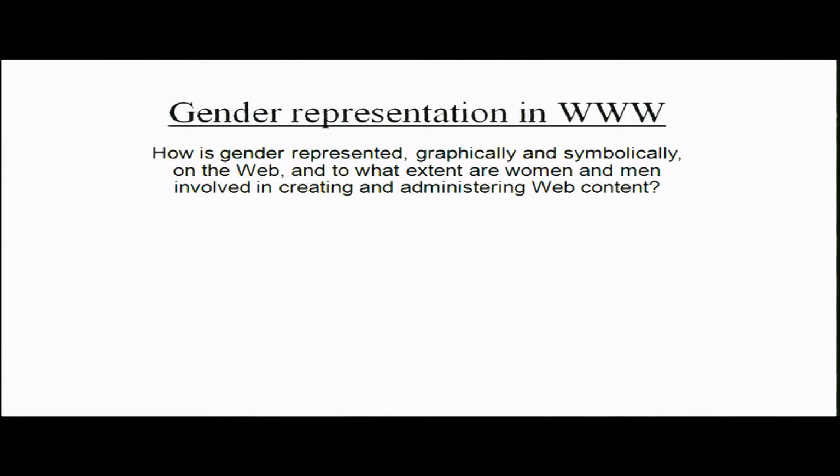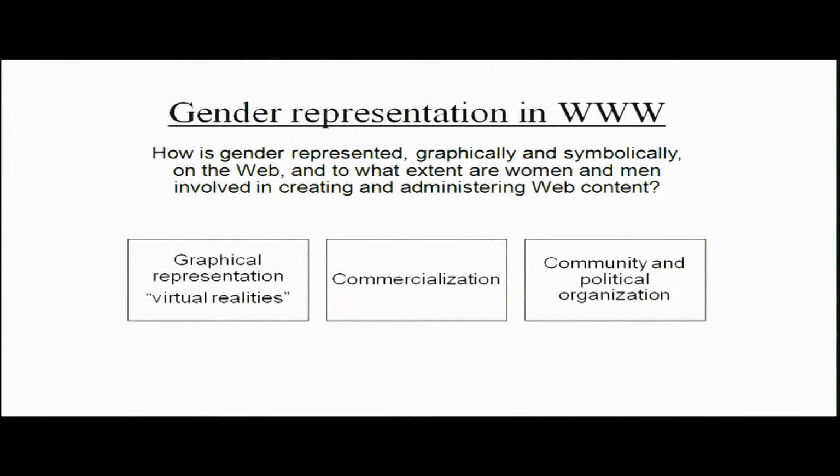So, the next question is then, how is gender represented graphically and symbolically on the web, and to what extent are women and men involved in creating and administering web content? So, we see that there are graphical representations or virtual realities. We have commercialization, and we have community and political organization, all spanning the World Wide Web. And so the question is, how much of this is graphically or symbolically represented through gender.